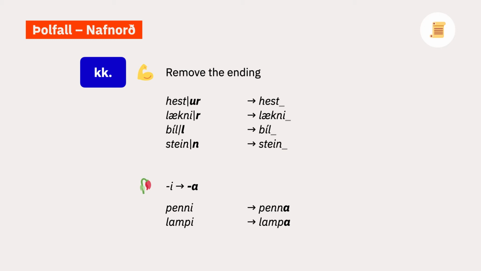For weak masculine nouns, the i ending changes to a. Penni, penna. Lampi, lampa.